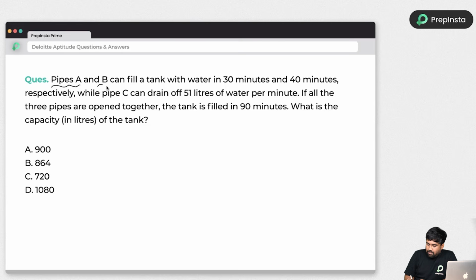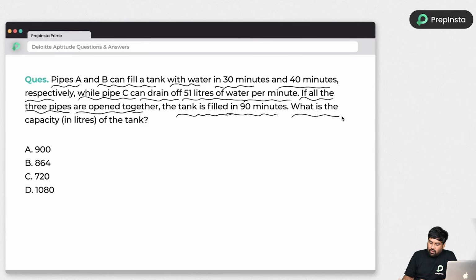Pipes A and B can fill the tank with water in 30 minutes and 40 minutes respectively, while pipe C can drain off 51 liters of water per minute. If all three pipes are open together, the tank is filled in 90 minutes. What is the capacity of the tank in liters? So we need to find the capacity of the tank. Let's see what they have given.